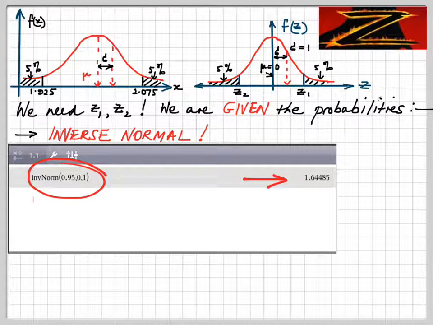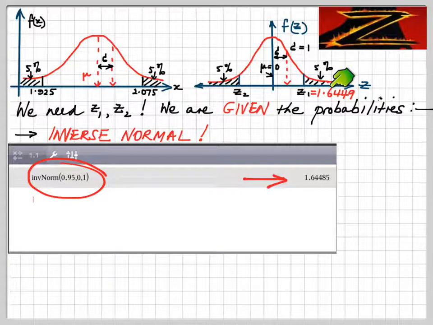Goodness me, my language is deteriorating, isn't it? So I've just written it in up there for you, okay? How do you like my new pointer? Isn't it a beauty? It's a hand. So therefore, you get 1.64485. Okay, that's the Z value. We found it on our calculator.